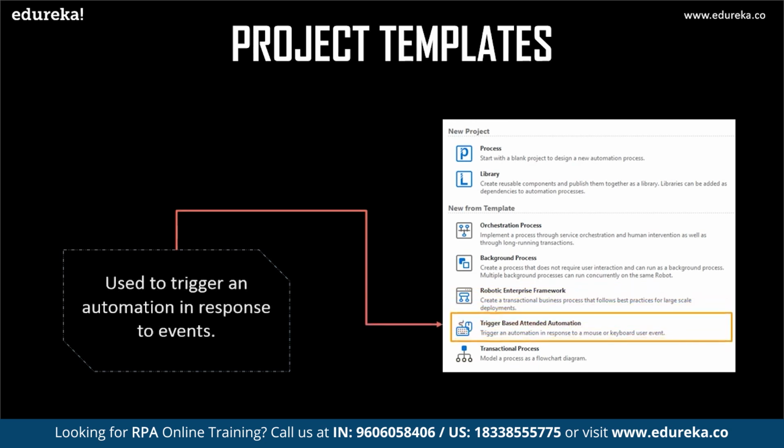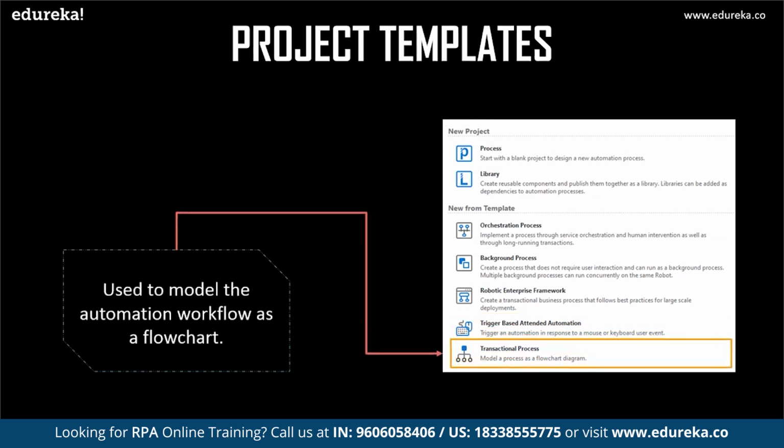After that, we have the trigger-based attended automation. This kind of template is used to trigger an automation in response to a mouse or a keyboard user event. And finally, we have the transactional process. This template is used to model a process as a flowchart diagram. I hope the various kinds of project templates are clear to you. We have process, library, orchestration process, background process, robotic enterprise framework, trigger-based attended automation, and transactional process.